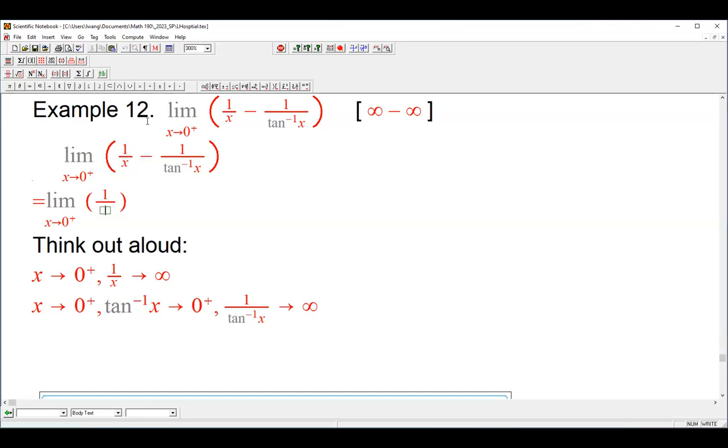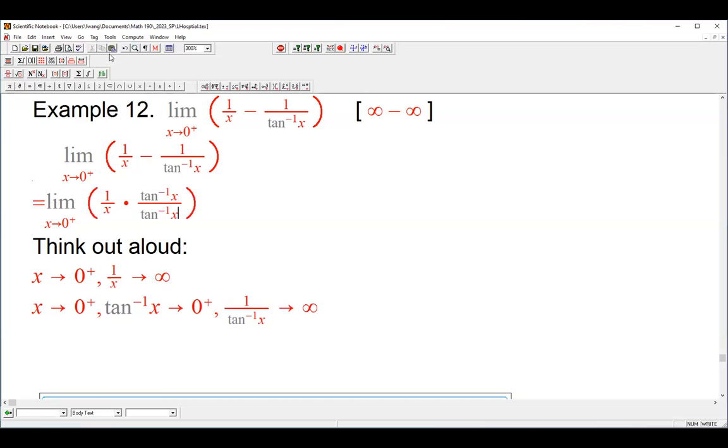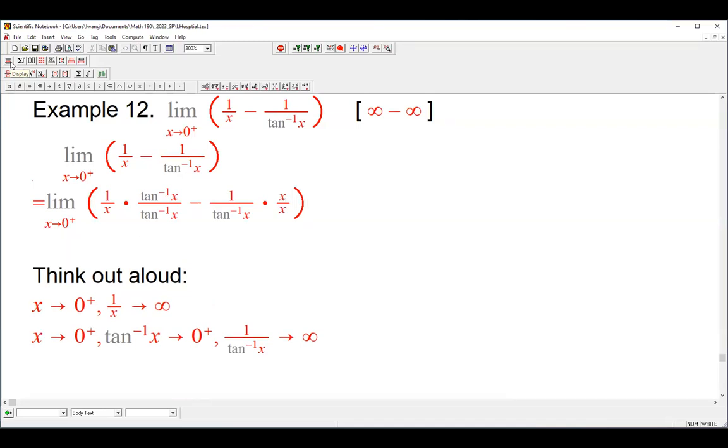One over x. So what is missing? We're missing arctangent over arctangent. Subtracting, this piece is missing x, so we're missing x over x. When x is approaching 0, right? But x is not 0. By definition of limit, x is not 0, so we can do this.